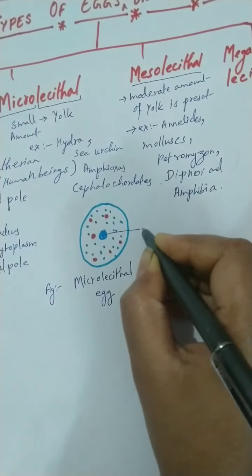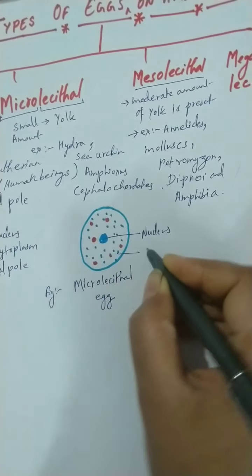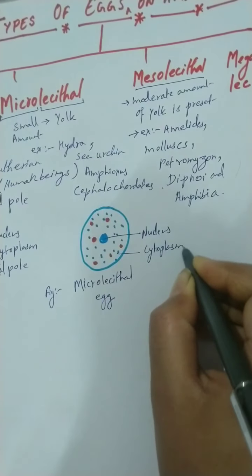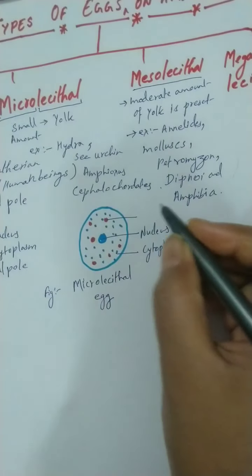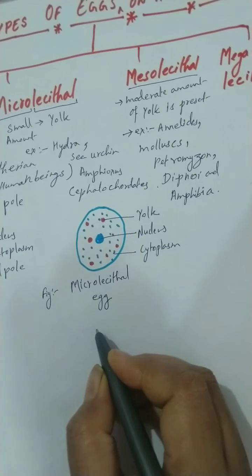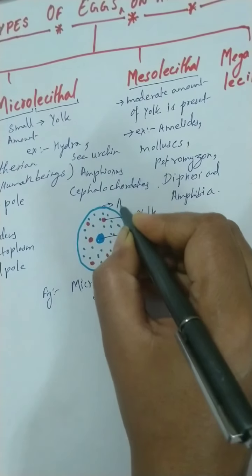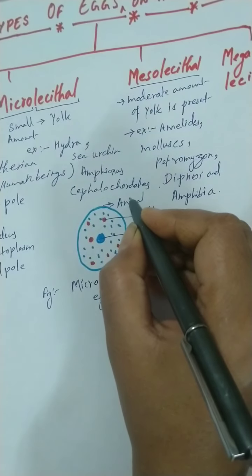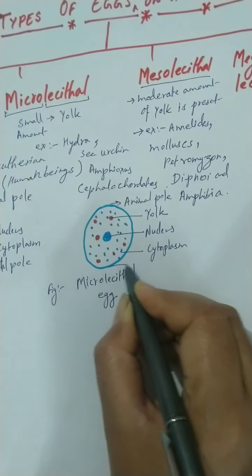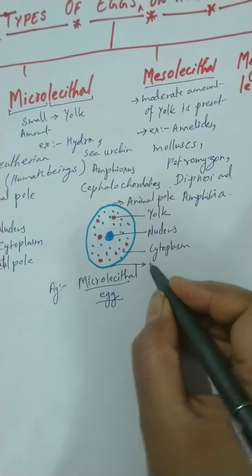This is the nucleus. This is the cytoplasm, in blue color. And these red spots are yolk, which gives nutrition to the growing embryo. This is the animal pole, and opposite to the animal pole is the vegetal pole.